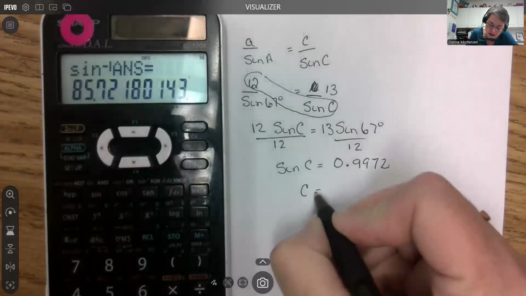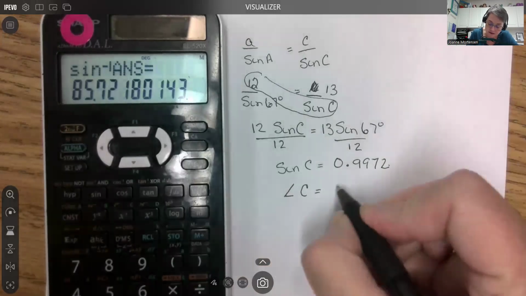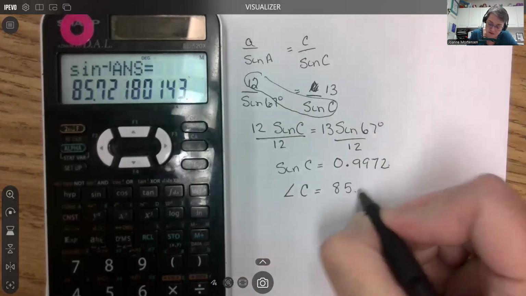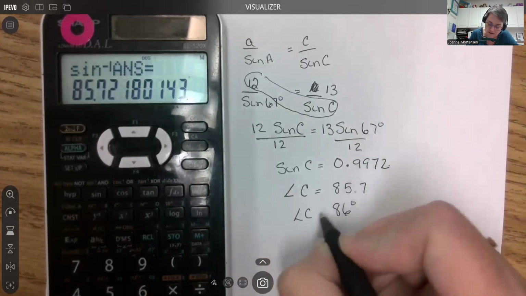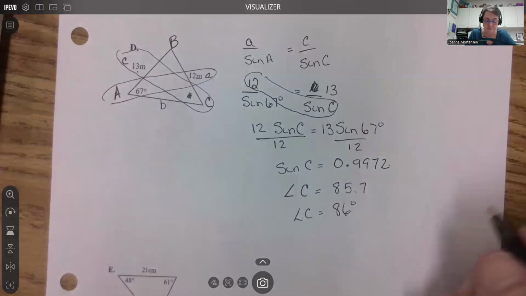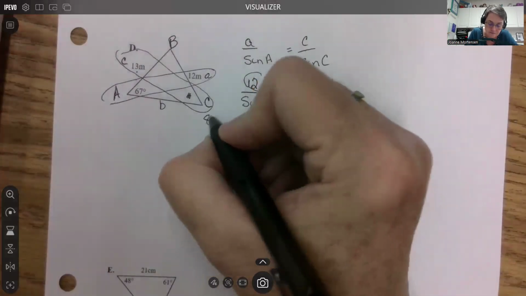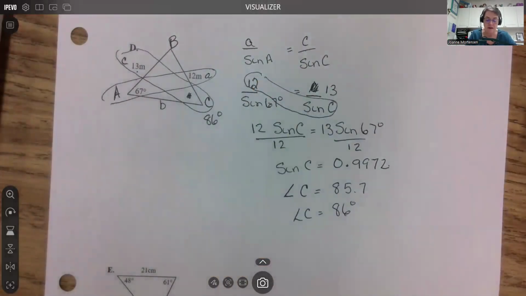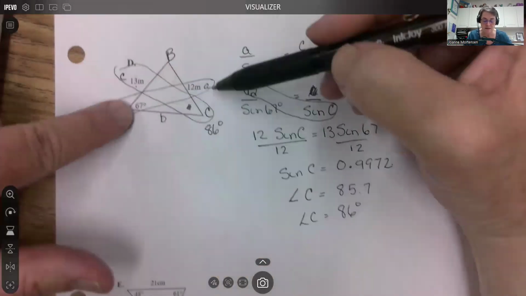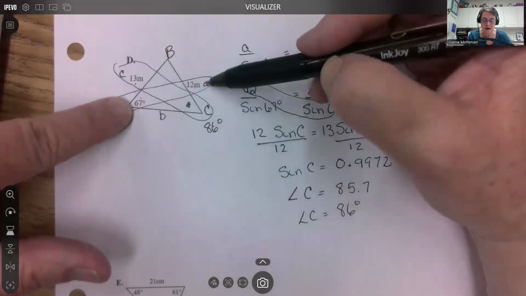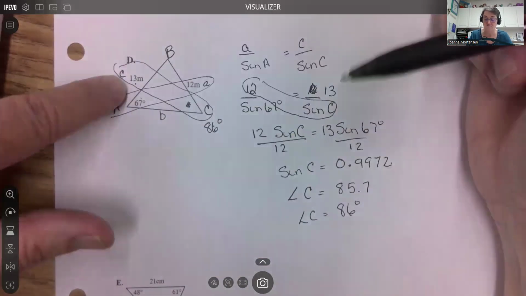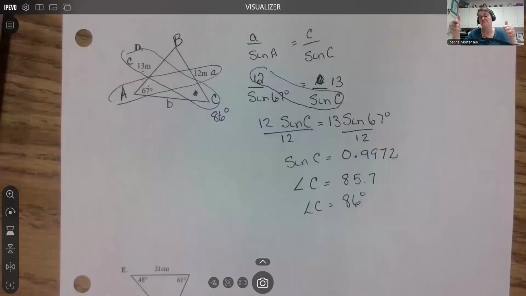Angle C is 85.7. We'll call it 86 degrees. Let's see. No, that could be. I mean, when we look, this is angle 60, this is 67. This one's bigger. So 67 was 12, 13 is bigger. So you got it. You got it.